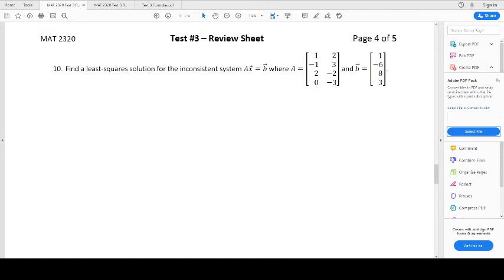All right, so next we have number 10, find a least squares solution for the inconsistent system AX equals B, given these two, A and B. We assume that this is an inconsistent system when we find this least squares solution, because if it's a consistent system, then it has an actual solution, and there's really no sense in finding a least squares solution. So this is just kind of a given. The least squares solution given A and B.